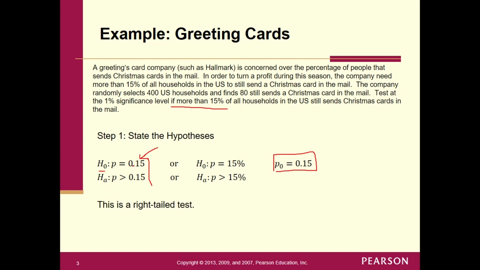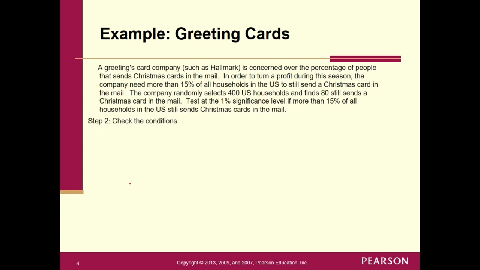I'm just reminding you this is a right tail test. Why? Because we have a greater than sign in the alternative. When does that come into play? Calculating your probability value, your p-value. Step number 2, check the conditions. Okay, so we need a random sample of some sort or an experiment. Let's see here. The company randomly. There we go. Check mark.